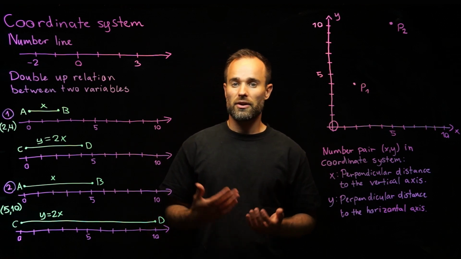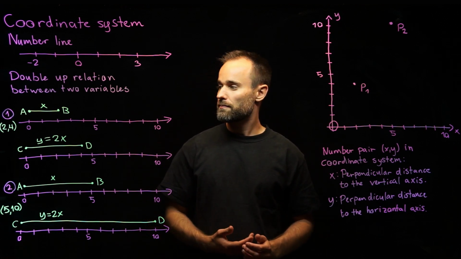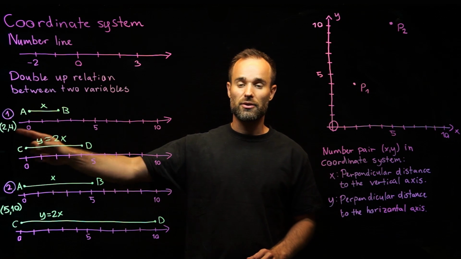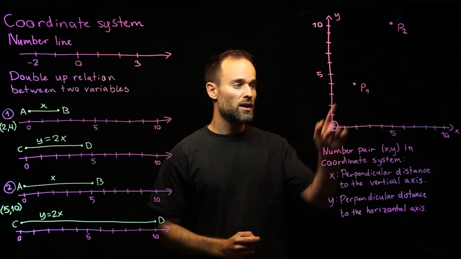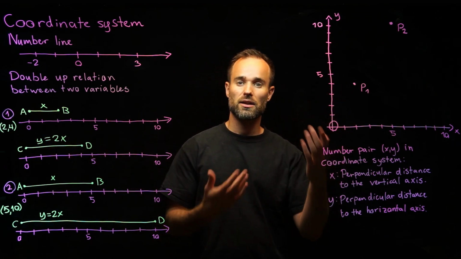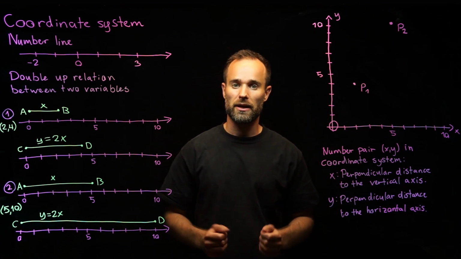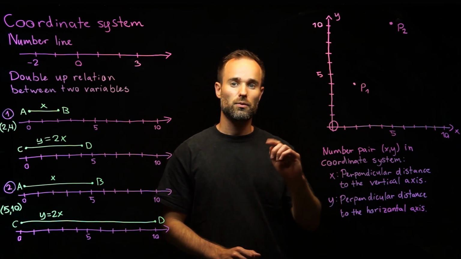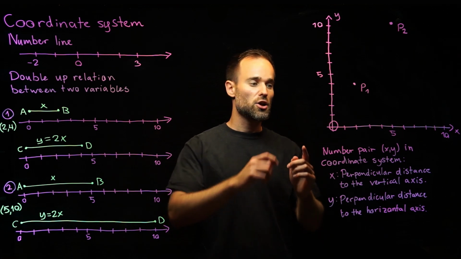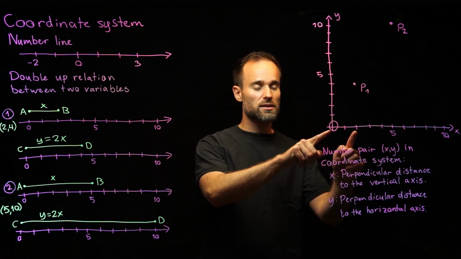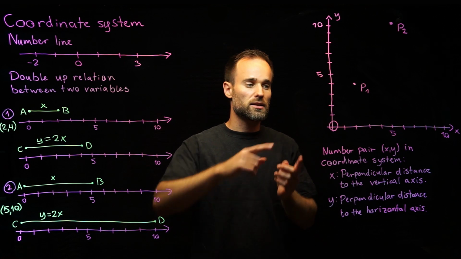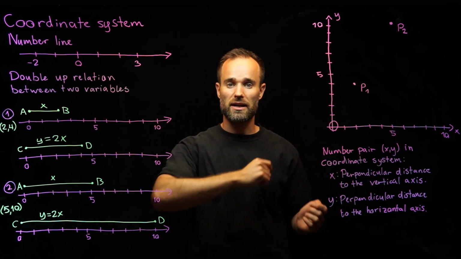Take, for example, the number pair (2, 4), the x and y from the first situation over here. This P1 is the graph or point of the number pair, and it's located with the perpendicular distance 2 to the vertical axis and the perpendicular distance 4 to the horizontal axis.